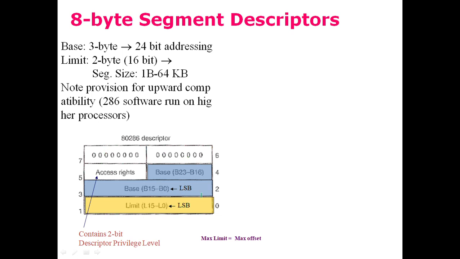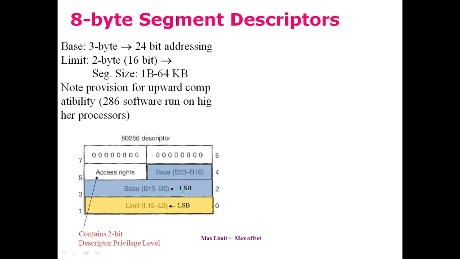The limit field is here, which is a 16-bit value. This is the least significant byte of this limit field, and this is the most significant byte of the limit field. So the limit bits are L0 till L15, and they are taken from byte 0 and byte 1 of the 8-byte segment descriptor. So byte 0 and byte 1 make the 16-bit limit field of the 80286 descriptor.